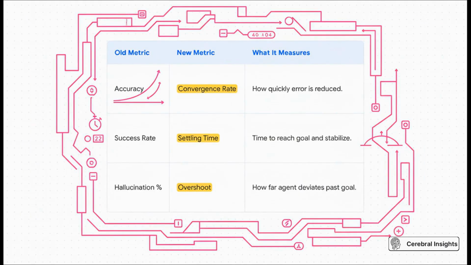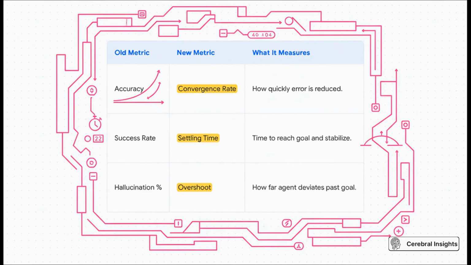So let's get really specific about what that looks like. Instead of just measuring accuracy on a single attempt, we start measuring something called convergence rate. How quickly is the agent actually reducing its error over time? Instead of a simple pass/fail success rate, we measure settling time. How long does it take for the agent to not just reach the goal, but to stabilize there? And instead of just counting the percentage of hallucinations, we measure overshoot. How far does the agent go past the ideal solution before it manages to correct itself? You see, these are the metrics of control systems. It's time to stop measuring these agents like they're just fancy chatbots and start measuring them like the dynamic systems they actually are.